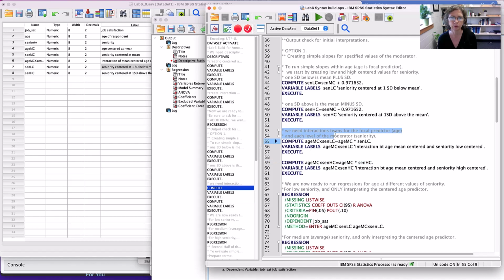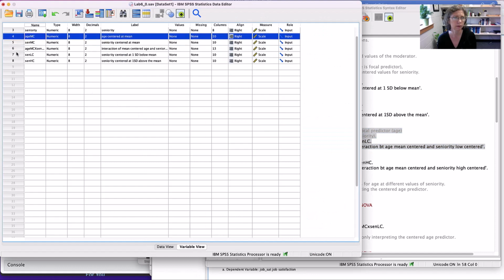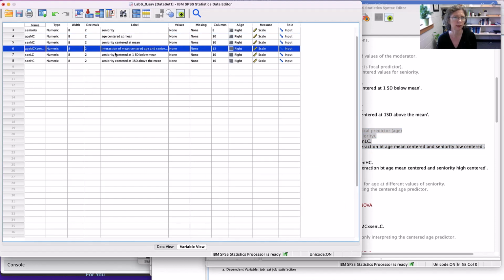So we need two interaction terms. We already got the interaction term before for average age by average seniority. So we already have that one in the data, like right there. That guy, the interaction of mean-centered age and seniority.